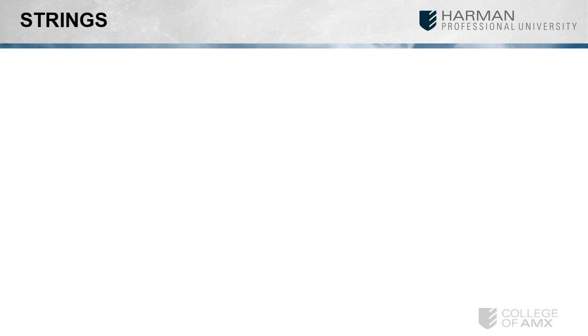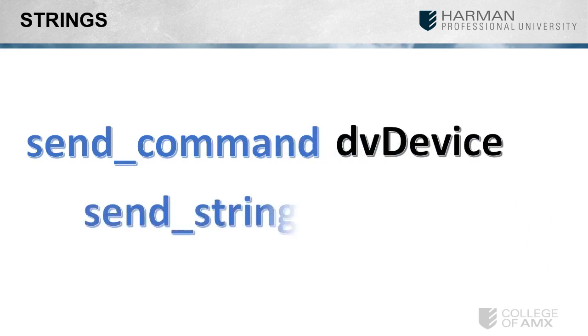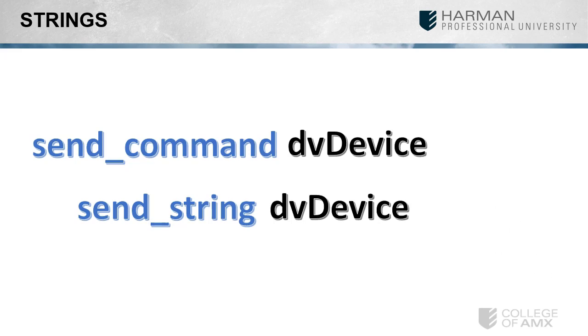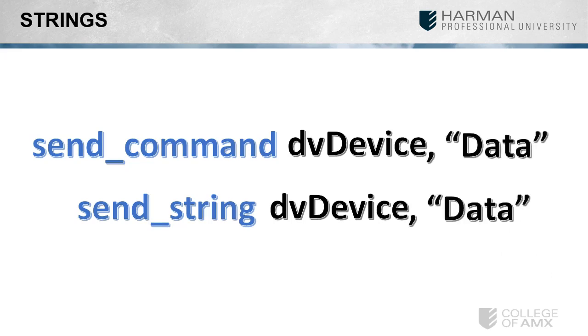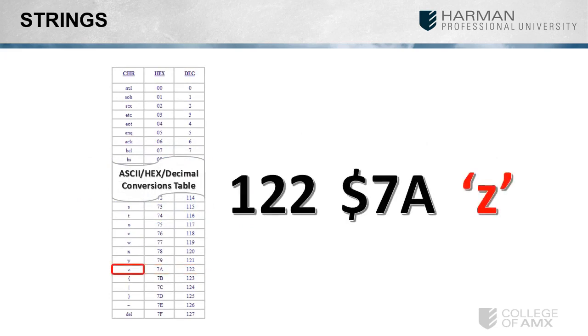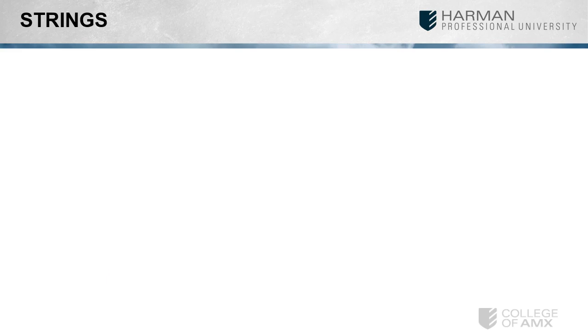How they are written in code looks similar. Send_command, followed by the device you're sending to, and send_string, followed by the device. Following the device name is a comma, then the data you wish to send. This data can be in the form of a decimal, hexadecimal, ASCII, or any combination of those data types.